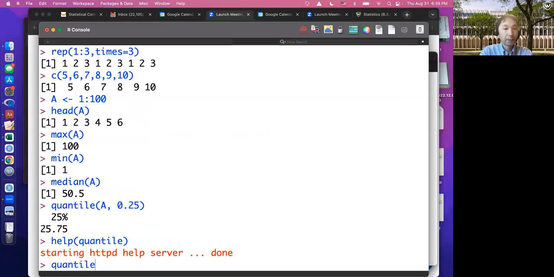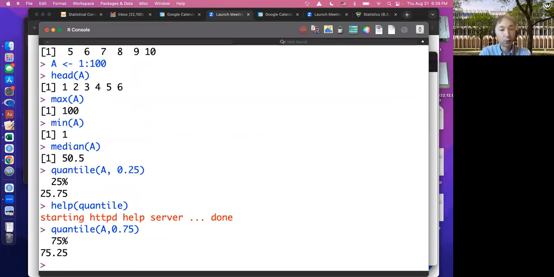And quantile of A with 0.75 returns the third quartile, or 75th percentile, of the observations. So this returns 75.25.